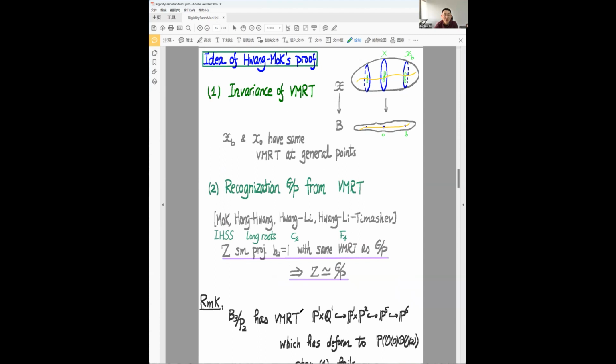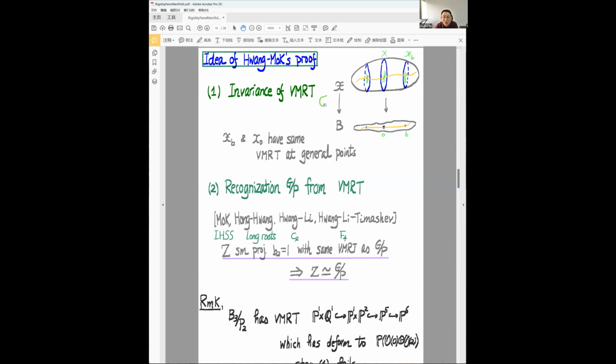And then what's the idea of Hwang and Mok's proof of the rigidity of TMOP? It consists of two steps. The first one is to show the invariance of VMRT, which means when you have a deformation of these varieties, the general fiber is TMOP, and then the central fiber could be some other smooth Fano variety.